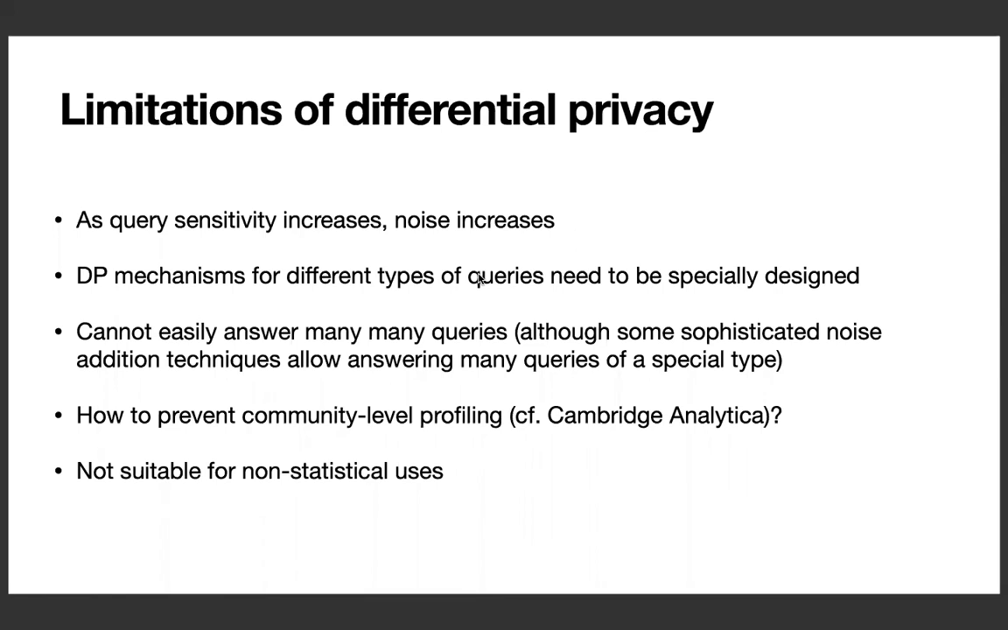And finally, keeping aside all these problems, you talk about one individual's differential privacy, but what do you do about community level profiling? So somebody doesn't get to know specifically your attributes, but gets to know certain profile of people belonging to a certain community, as demonstrated by the Cambridge Analytica episode, right? So how do you prevent all that is not clear. This is a problem with differential privacy.